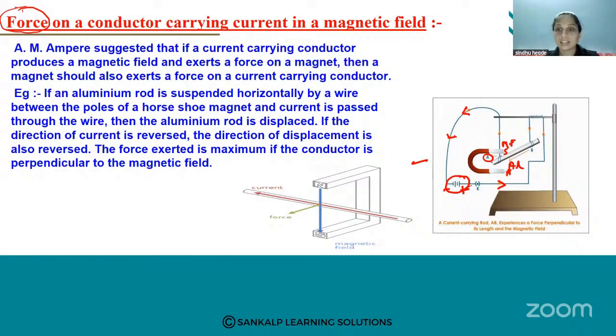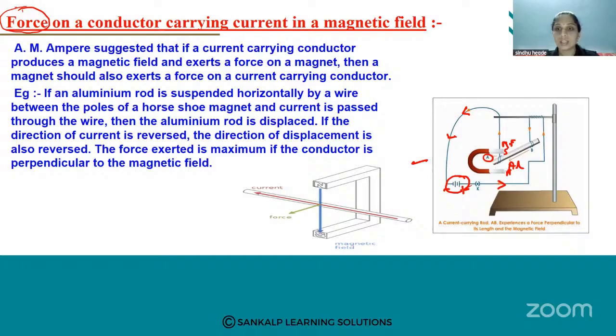And again, this conductor shows some displacement here. Why does the displacement happen? We know that when current flows through the circuit, a magnetic field is generated. But why does this aluminium rod show some displacement? That is the question. Here, what happens is it shows displacement.